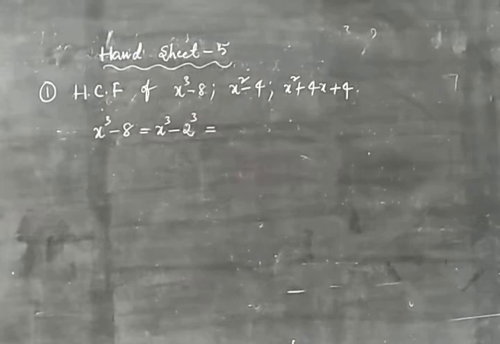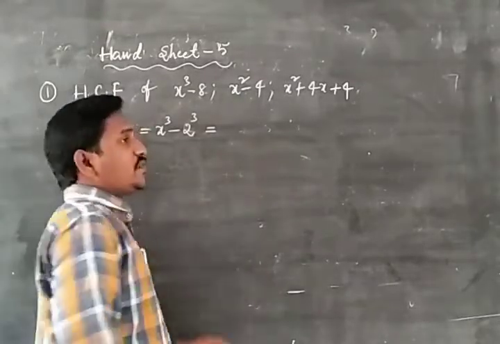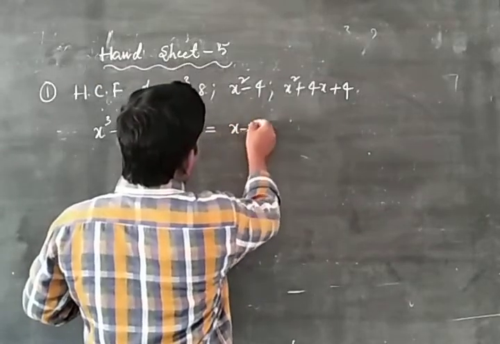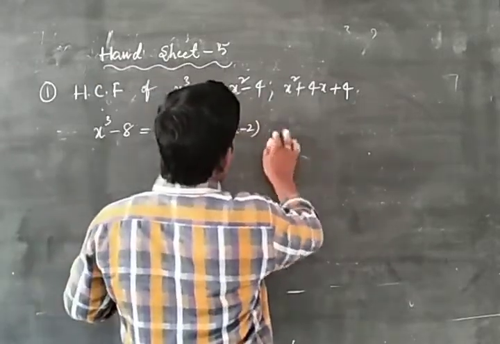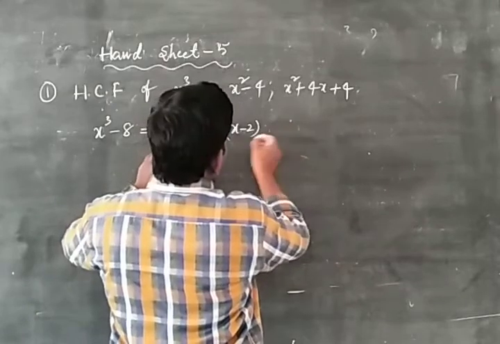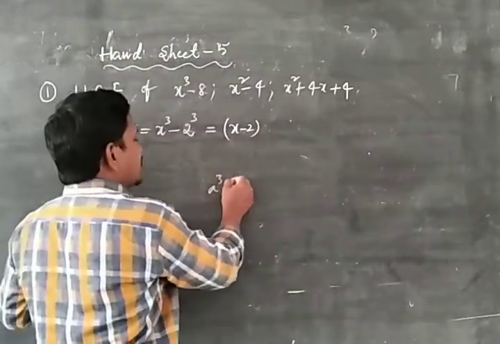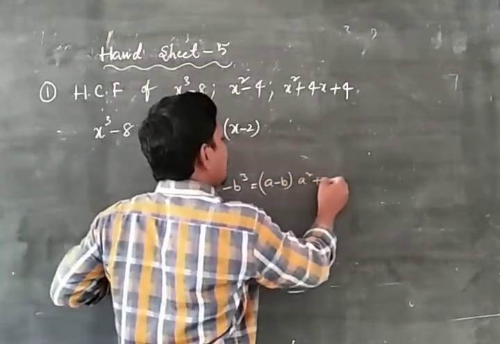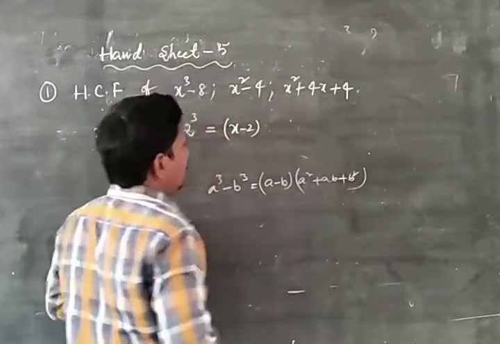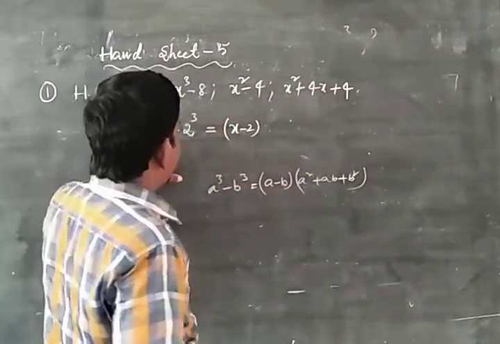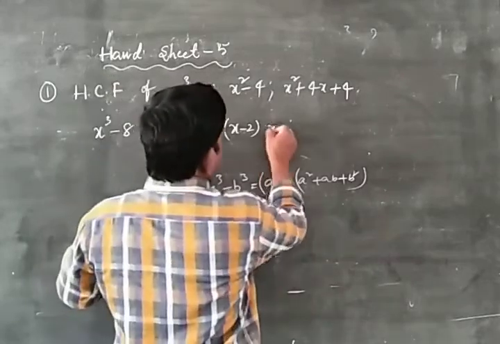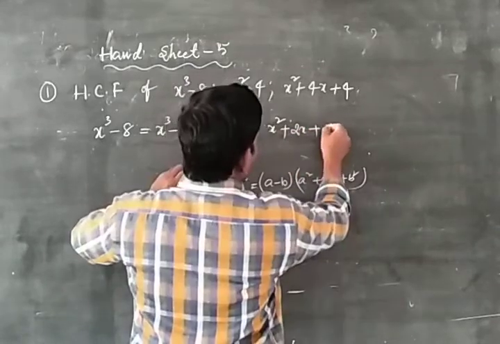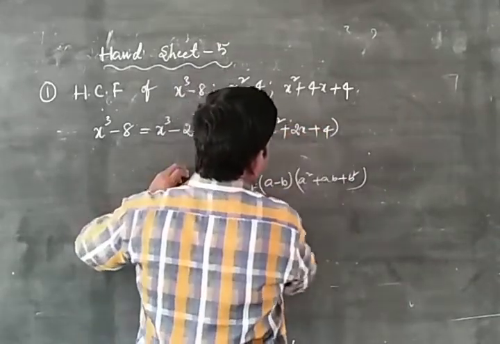a cube minus b cube is a minus b into a square plus ab plus b square. That means x cube minus 8 is x minus 2 into x square plus 2x plus 4. A means x, b means 2. A square means x square, plus ab means 2x, plus b square means 4. This is the expression we have.